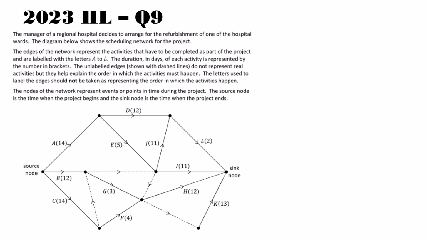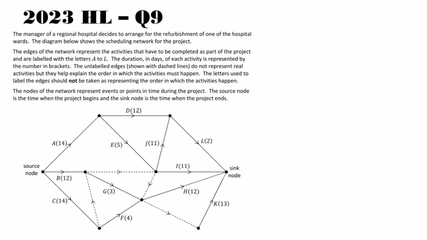The manager of a regional hospital decides to arrange for a refurbishment of one of the hospital wards. The diagram below shows the scheduling network for the project. The edges of the network represent the activities that have to be completed as part of the project and are labelled with the letters A to L. The duration in days of each activity is represented by the number in brackets.